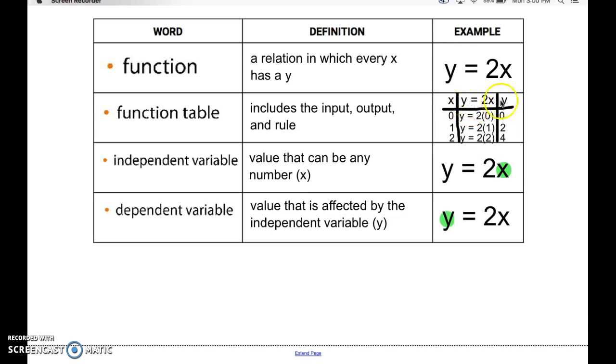Gives you a rule in the middle with the x on one side and the y on the other side. You input the x into the rule and it spits out the y value. So the x is the input and the y is the output. Independent variable versus dependent variable.